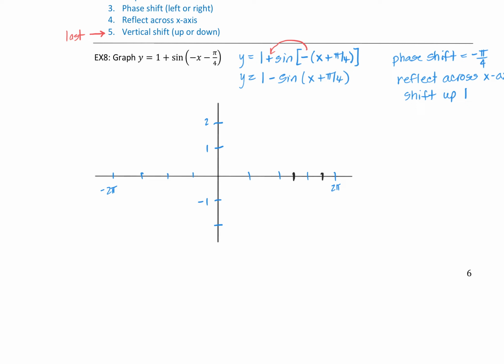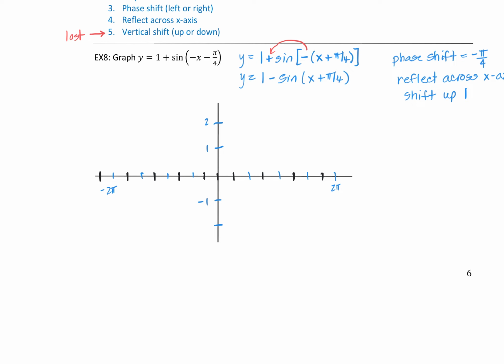Notice I didn't label my initial values. So it's a halfway shift. So my 2 pi value for that sine function is going to be now at that, if I minus pi over 4, it's going to be at that value there.